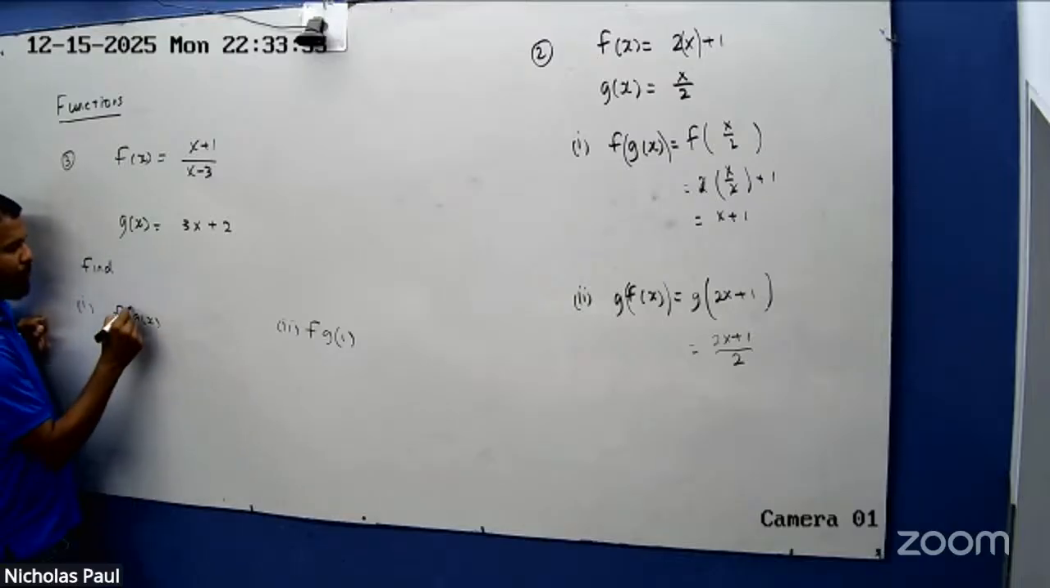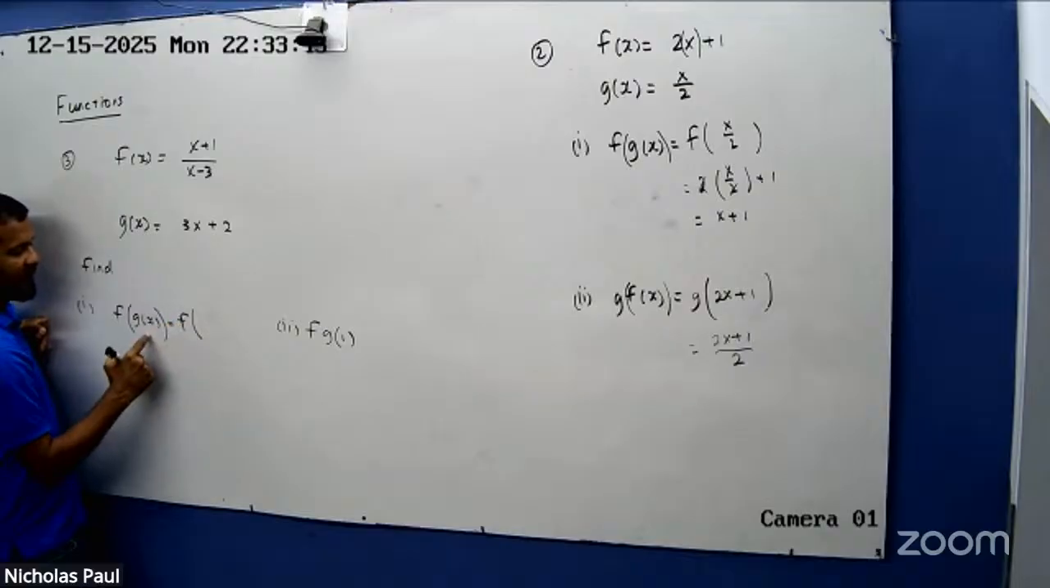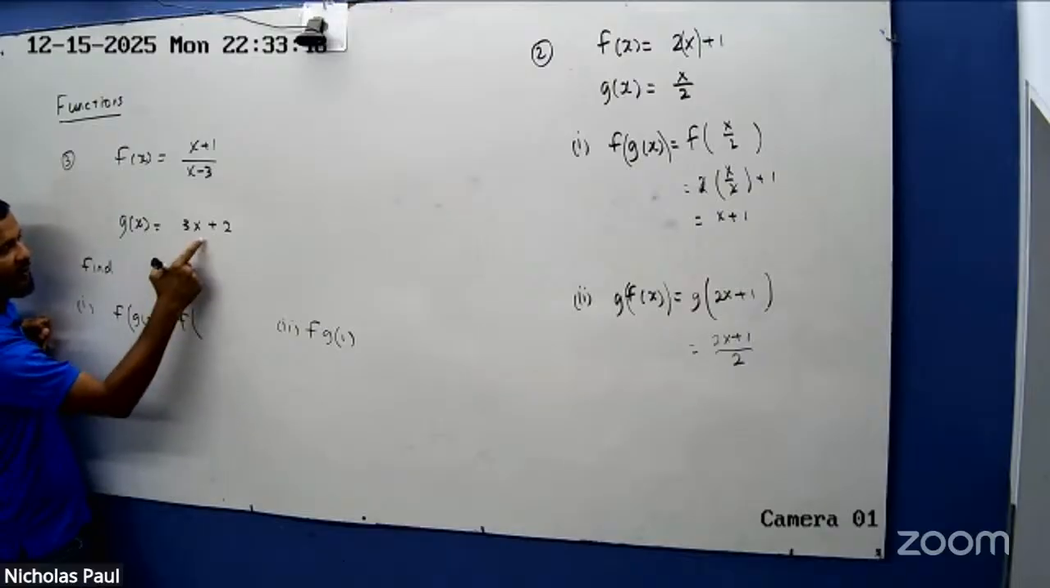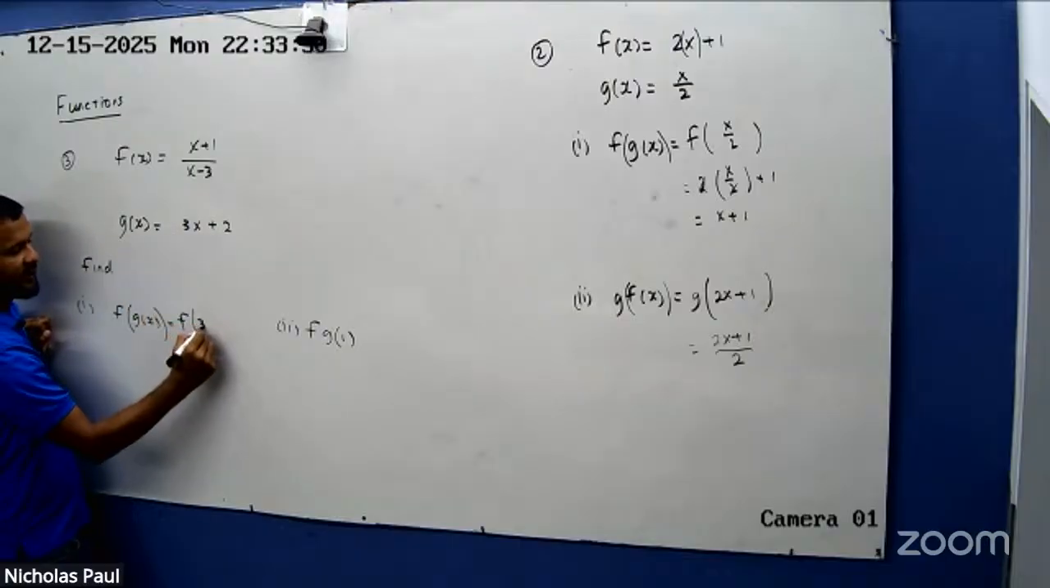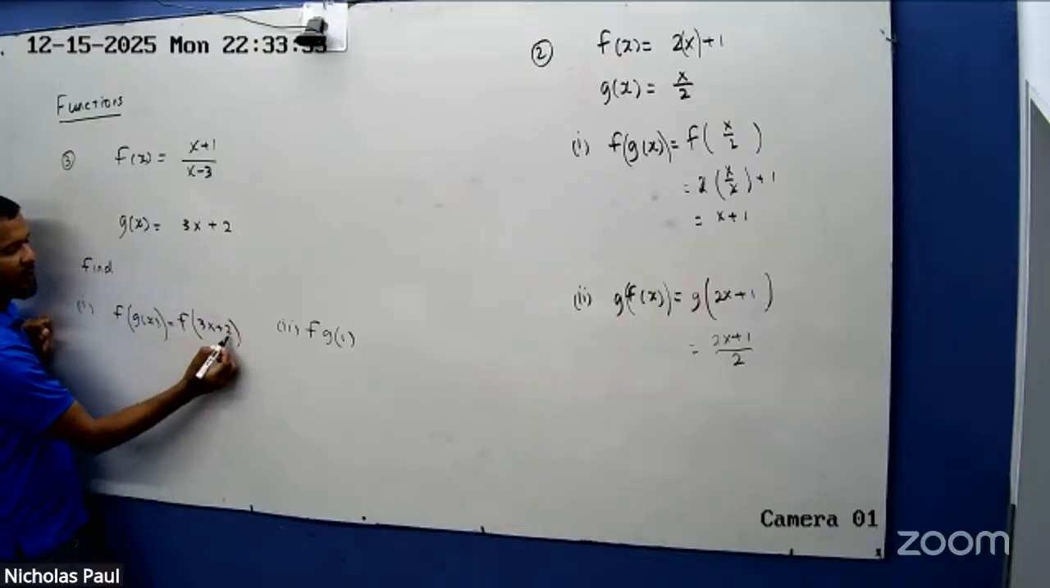Right, so the bracket goes around g of x. Once the bracket goes around g of x, you're writing back f, and whatever is inside the bracket, you write what g of x is. This is saying f of 3x plus 2.